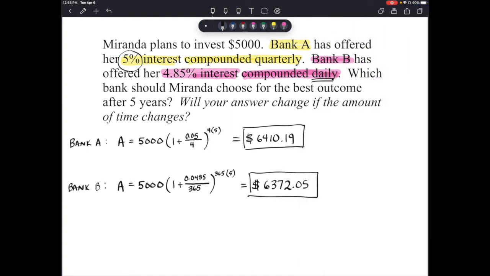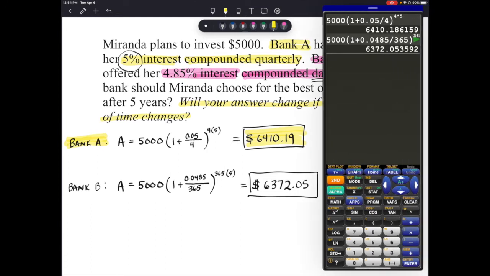So in answering that first question, which one would be the better option for her over 5 years? I think it's pretty safe to say that Bank A is going to give her more money in the long run in that 5 years. Okay, but let's talk about the long run here. Is time really going to matter? Because it asks us this question: will your answer change if the amount of time changes?